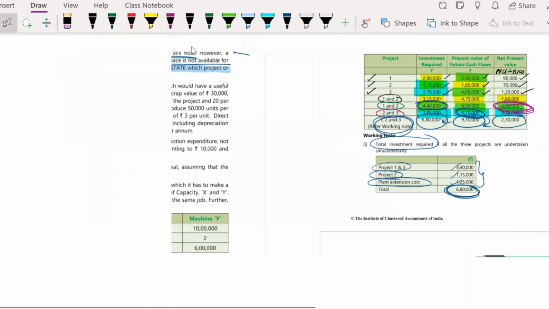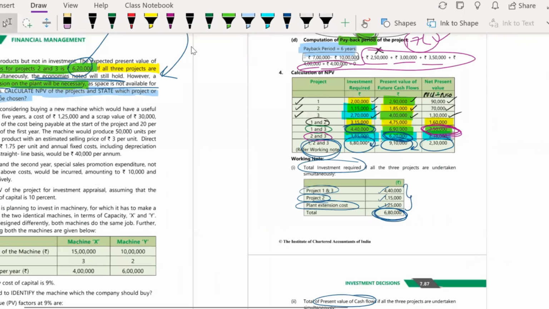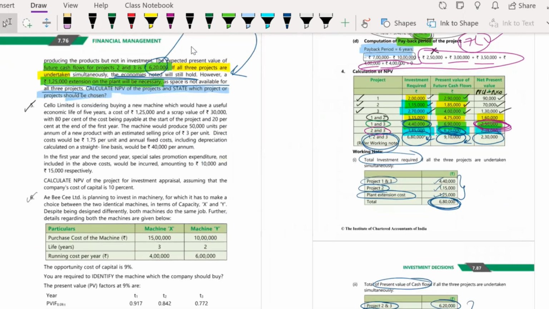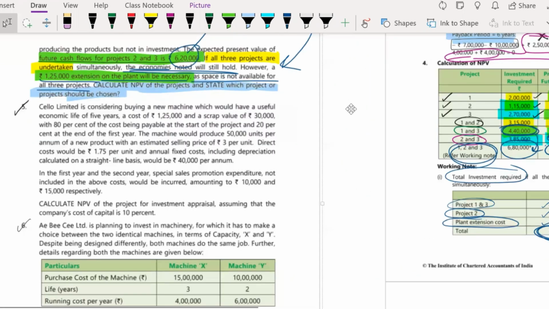Is this question also clear? Any doubts? Quick. Any doubts until now? Can we move on to the next question?